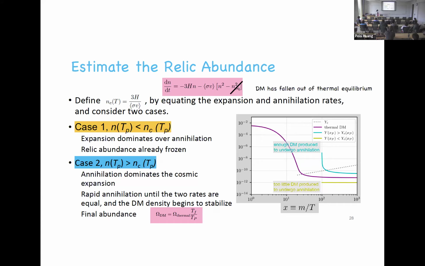A more interesting scenario is this blue line, in which the number density at production is higher than the critical number density. The annihilation dominates the cosmic expansion here. So we expect rapid annihilation until the two rates are equal, and the dark matter density begins to stabilize, and the final abundance is enhanced by a factor of T_reheat over T_phase transition.